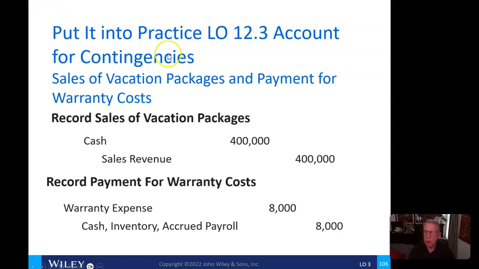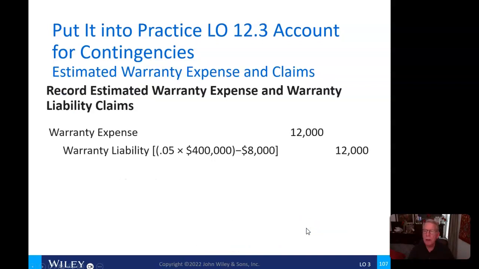All right, so let's look at these. If we record the sales of the vacation packages here, we'll debit cash because we received it and credit sales revenue for $400,000. Pretty straightforward there. We're going to record the payment for warranty costs by debiting warranty expense for the $8,000 and crediting cash, inventory, or accrued payroll as appropriate for another $8,000.